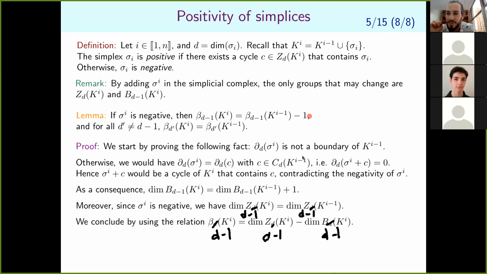Professor? Yeah. What's the reason that the boundary has the dimension increased by 1? Use what we proved. Yes, I did, because I proved that the first sentence: the boundary of sigma I is not an element of the boundaries of K I minus 1.